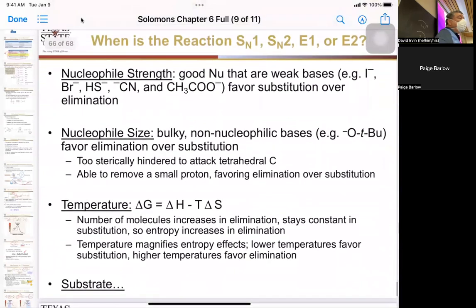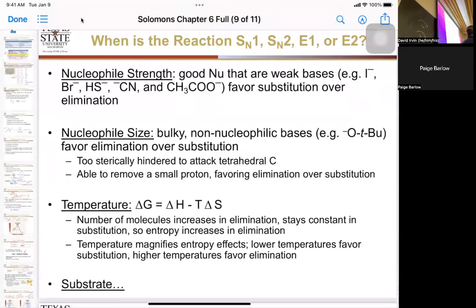Okay. So just like SN1 and SN2, factors are nucleophilic strength. If you have a good nucleophile, you're probably not going to do elimination reaction. If you have a good nucleophile, you're going to do substitution. If you have a strong base, now you need to start talking about elimination. Strong bases favor elimination. Nucleophilic size. The bigger the base, the more likely it is to form an elimination product. T-butoxide, elimination product, always.